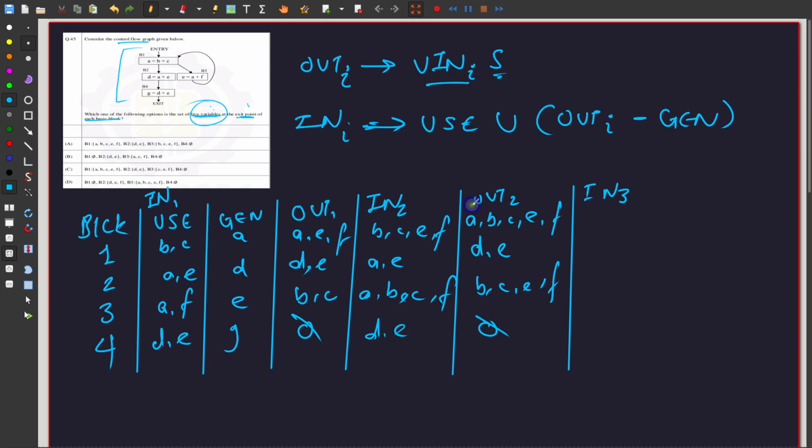So out 2 minus gen, so ABCEF minus A is BCEF, BCEF union BC is BCEF. Amazing. DE minus D is E, E union AE is AE. BCEF minus E is BCF, BCF union AF is ABCF. Okay, phi minus G is phi, phi union DE is DE. And this is a good place to stop.